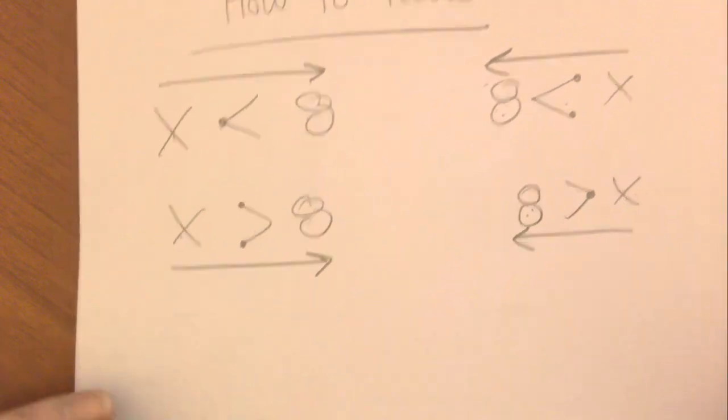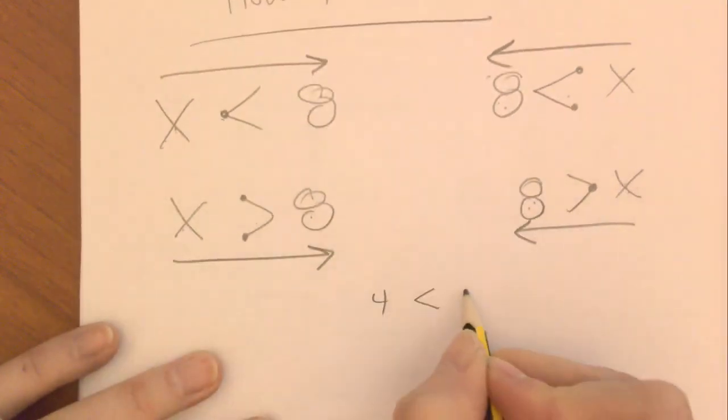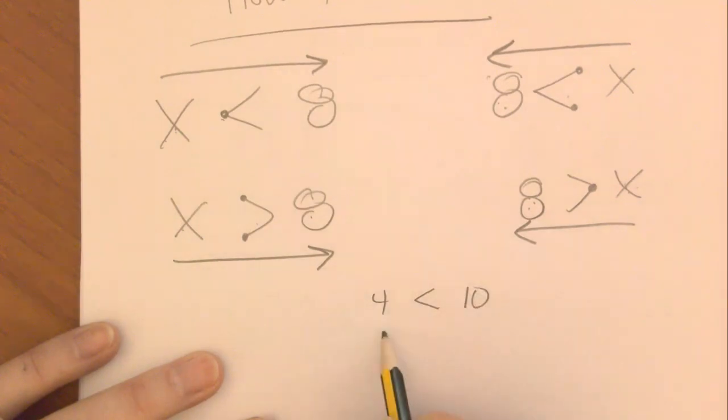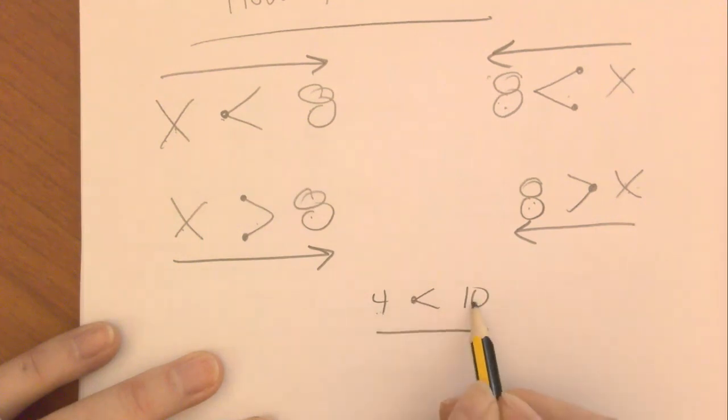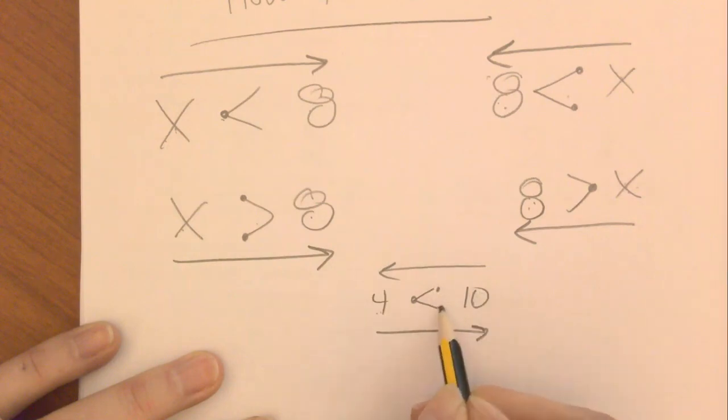If I have two numbers, and I read it this way, 4 is, I touch the small side first, 4 is smaller than 10. And if I read it this way, I touch the big side first, so 10 is bigger than 4.